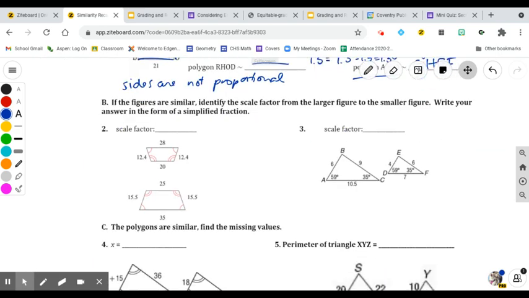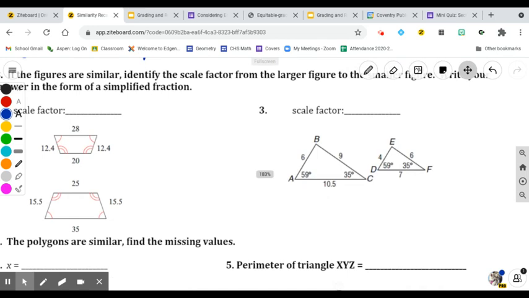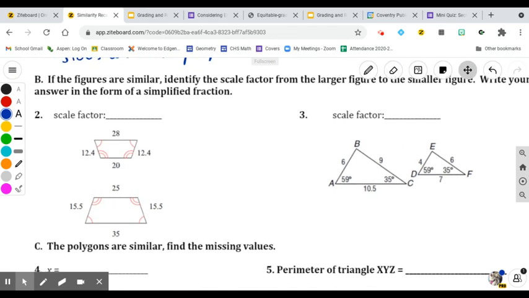Next part is scale factor. So you know that they're similar, and you're just simply identifying scale factor. For all of these, it says to do larger figure to smaller figure. Remember, whatever's before the 2 goes in the top. Whatever's after the 2 goes in the bottom. So these are all going to be bigger figure in the top.